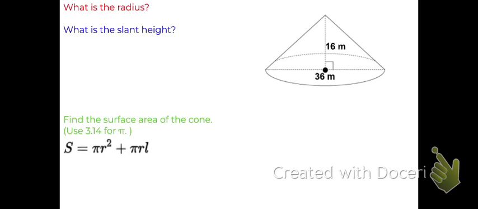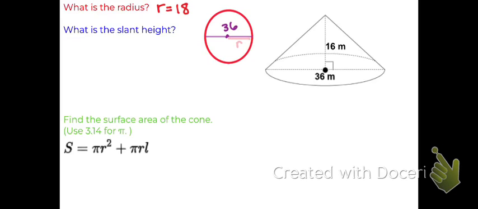So first, let's find the radius. The radius is the distance from the center of a circle to the edge. And so we're going to look at the base of the cone here. I don't see the radius, but I do see they're giving us the diameter. The diameter is the distance from one side of the circle through the center to the other side of the circle. Again, the radius is the distance from the center to the edge. So the radius is always half of the diameter. So in this case, the radius is 18.